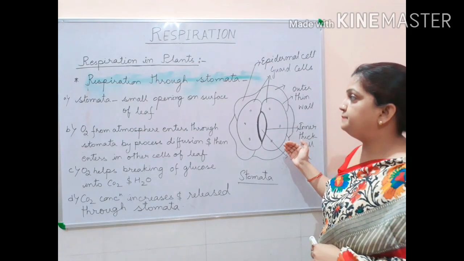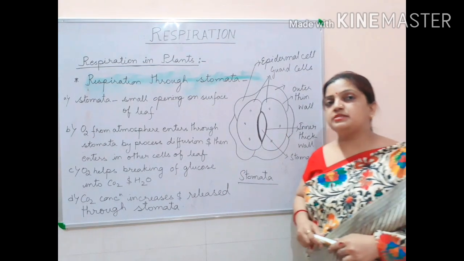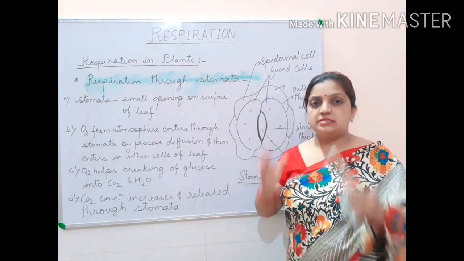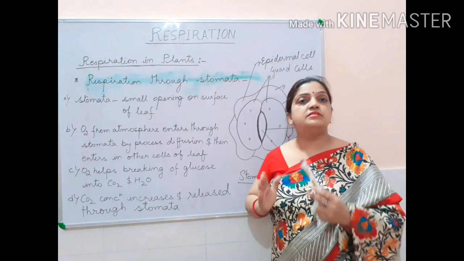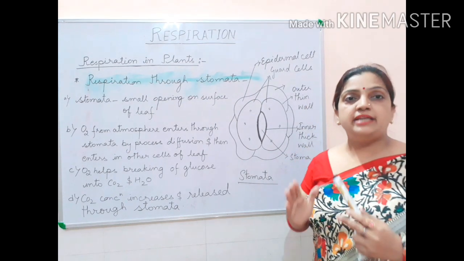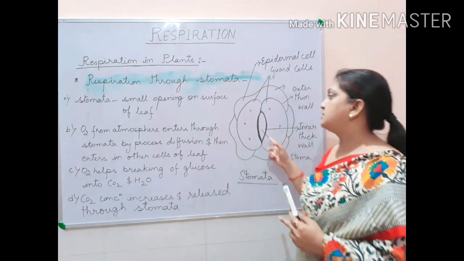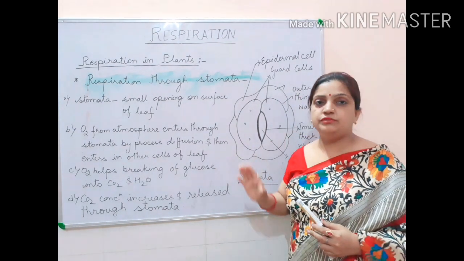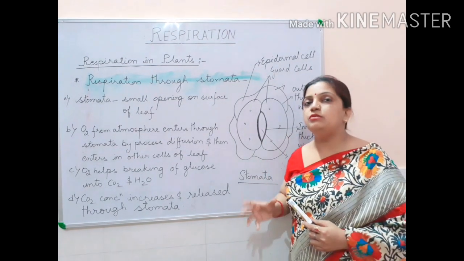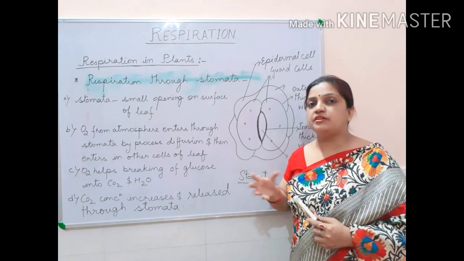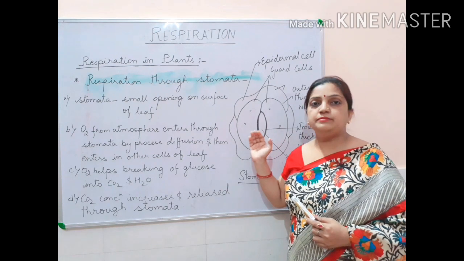Along with the leaves, stomata are also present in the young stem of the plant. You all know that a plant has a stem. When the stem is young, it is greenish in color, so there also stomata are present. But mainly stomata are present on both surfaces of the leaves. So stomata is a small opening present on the surface of the leaf through which exchange of gases can take place.